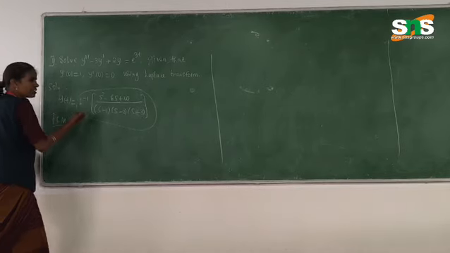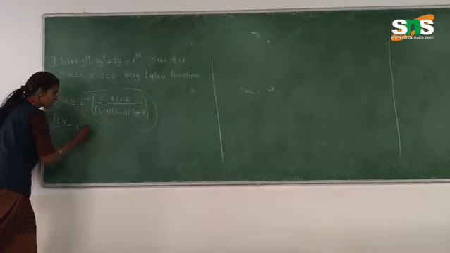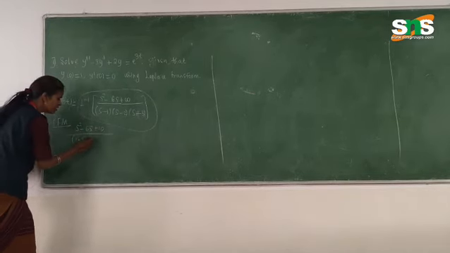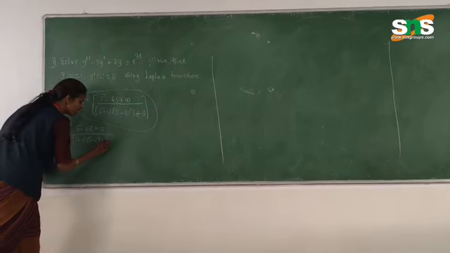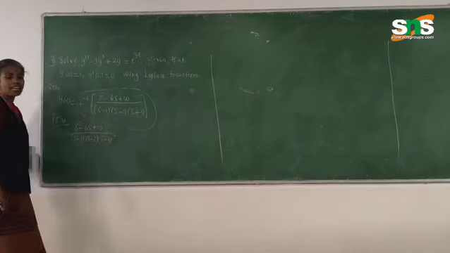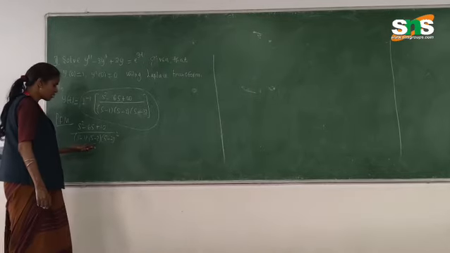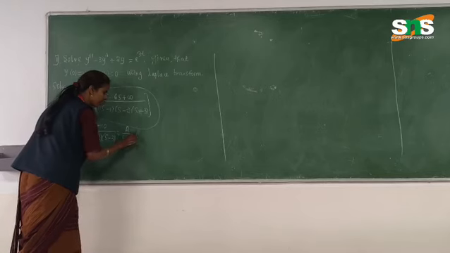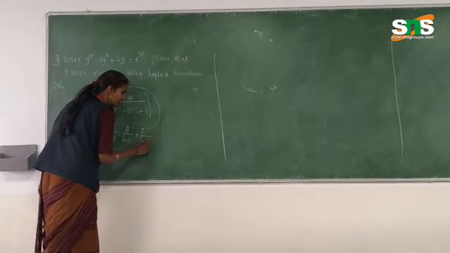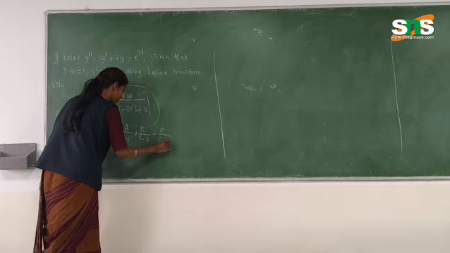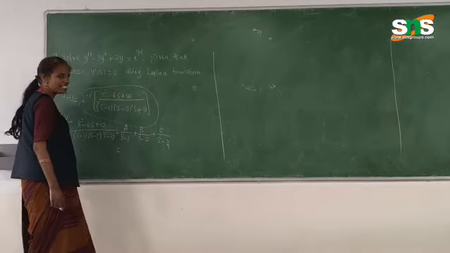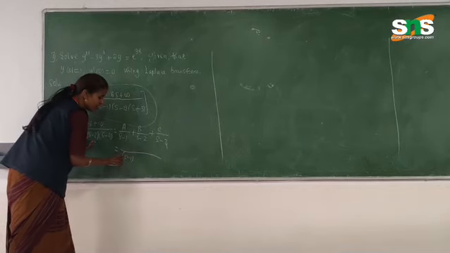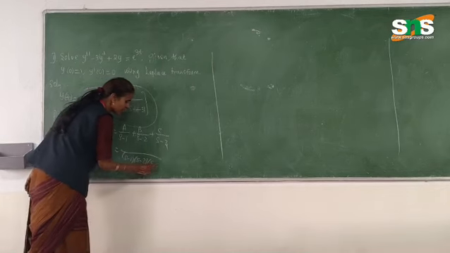For that, we need to take the bracket term, which is (s square minus 6s plus 10) whole divided by (s minus 1)(s minus 2)(s minus 3). For this, we are going to make it a partial fraction. So this is a normal factor. We will have A by the first factor plus B by the second factor plus C by the third factor. Now we take the LCM, which is (s minus 1)(s minus 2)(s minus 3).